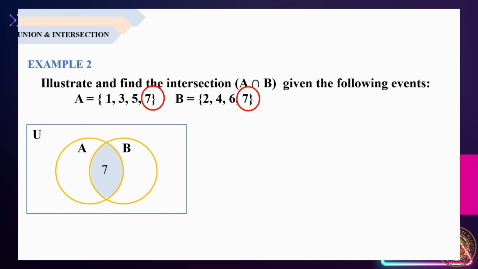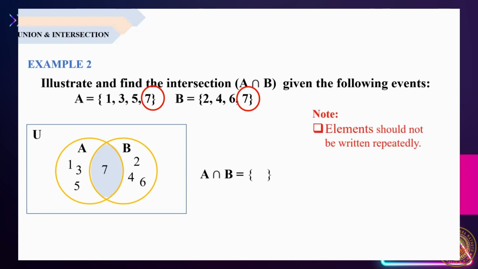ng two overlapping circles. And then, let us write the remaining elements or events na meron sa A. We have 1, 3, and 5. Then sa B, we have 2, 4, and 6. And let us find out the intersection of A and B. So makikita naman natin sa illustration natin, yung nasa gitna na nag-iisa lang yung common na meron sa A at sa B, which is 7. Okay, so ibig sabihin kapag more than 1 ang ating elements, tapos may nauulit, okay, so we will write that as 1 because elements should not be written repeatedly.